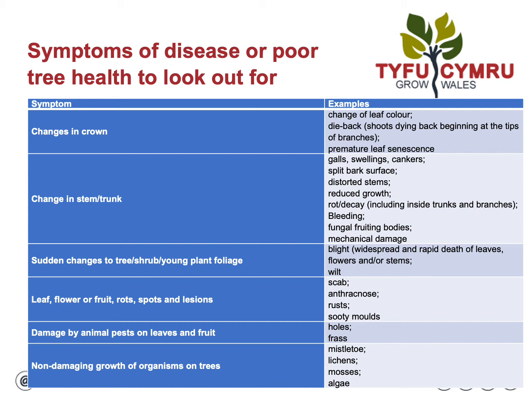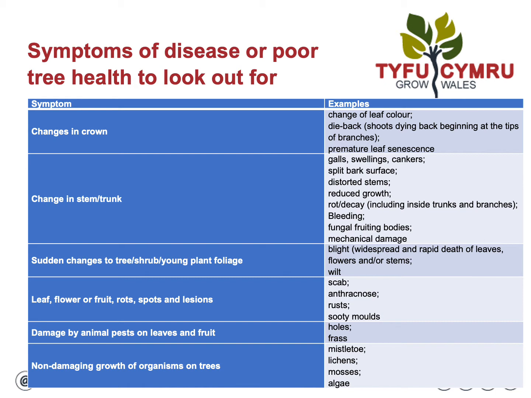There can be changes in stems or the trunk of the tree, such as galls or swellings, splits on the bark surface, distortion of the stems, reduced growth of the tree, or rot and decay, bleeding of the stems, or obvious fungal fruiting bodies like bracket fungi. Or you might be able to spot where mechanical damage has occurred here.